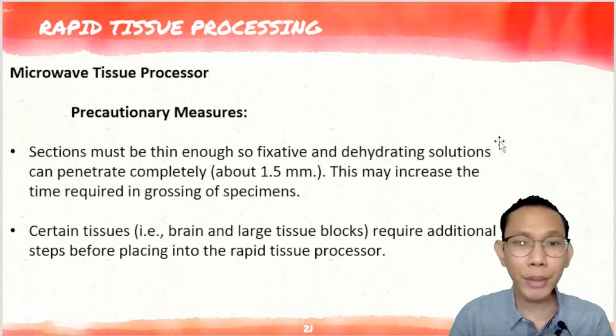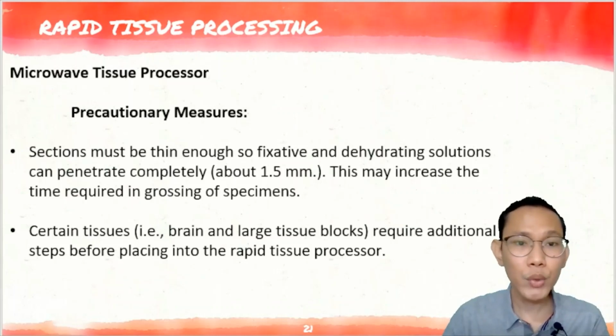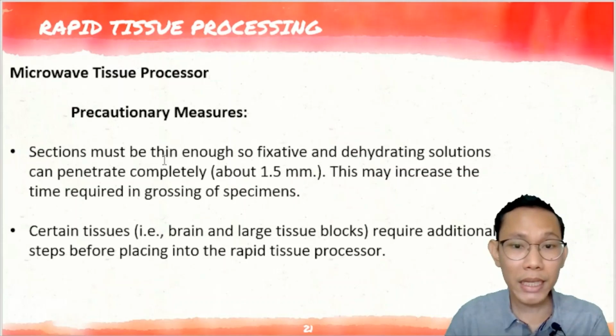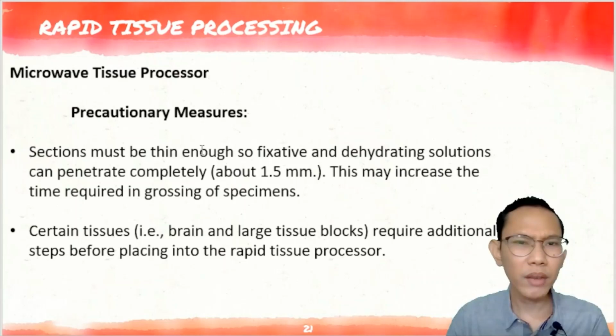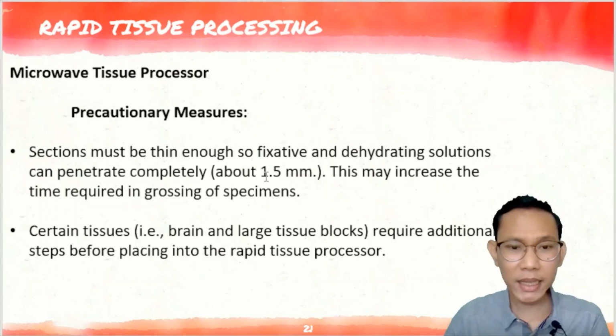So these are the precautionary measures when we are using your microwave tissue processor. Sections must be thin enough so fixative and dehydrating solutions can penetrate completely. This may increase the time required in grossing of your specimen. So again, remember we have already talked about this one, about your thickness. It should be thin so that it can easily be penetrated by your reagent.